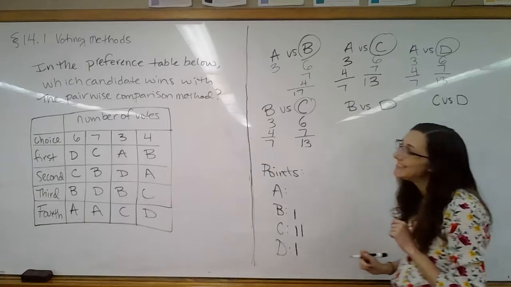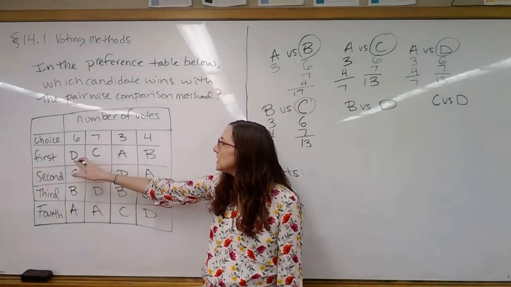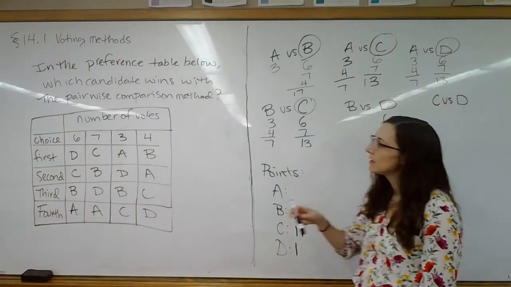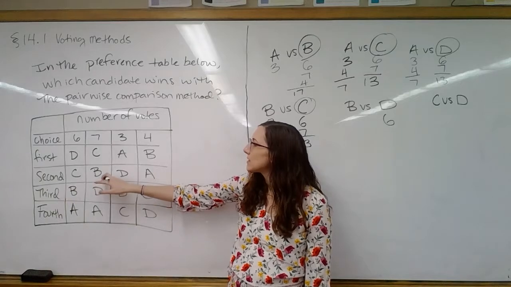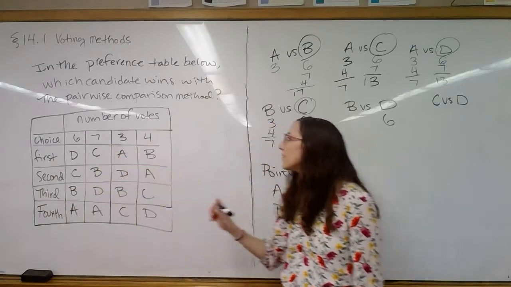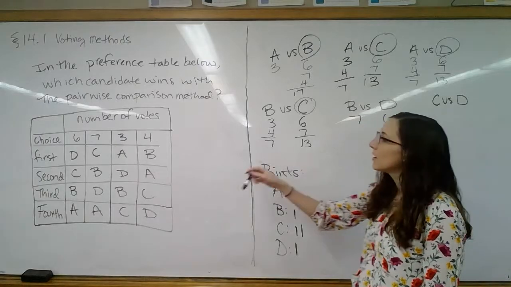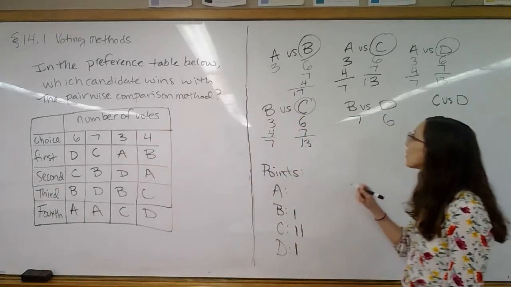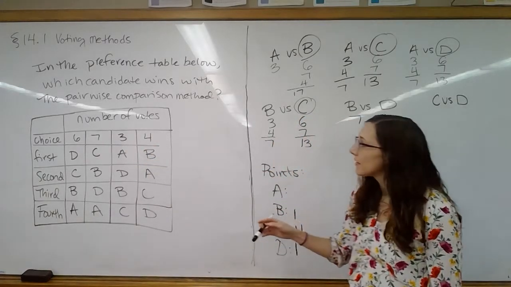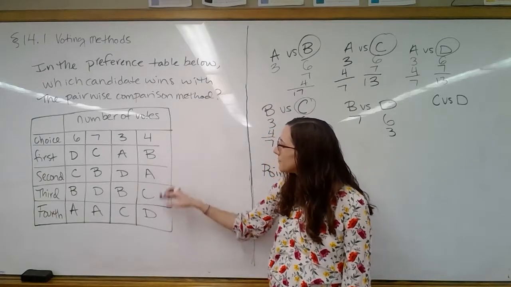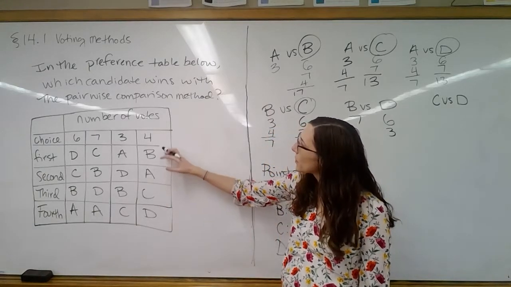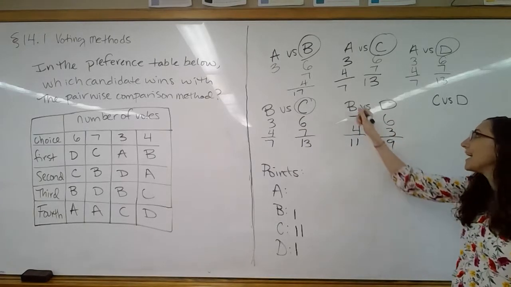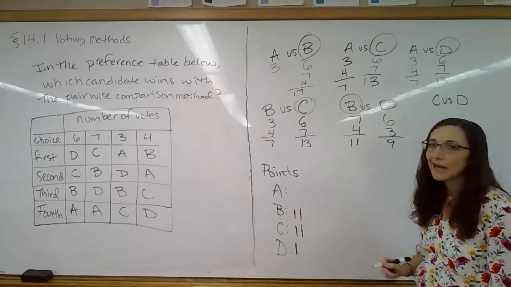Moving on to B versus D. D is preferred to B, so D gets 6. In the second column, B is preferred, so they get 7. In the third one, D is preferred, so D gets 3. And in the last one, B is preferred, so B gets 4. 7 and 4 is 11, 6 and 3 is 9, so B did sneak out a win there.